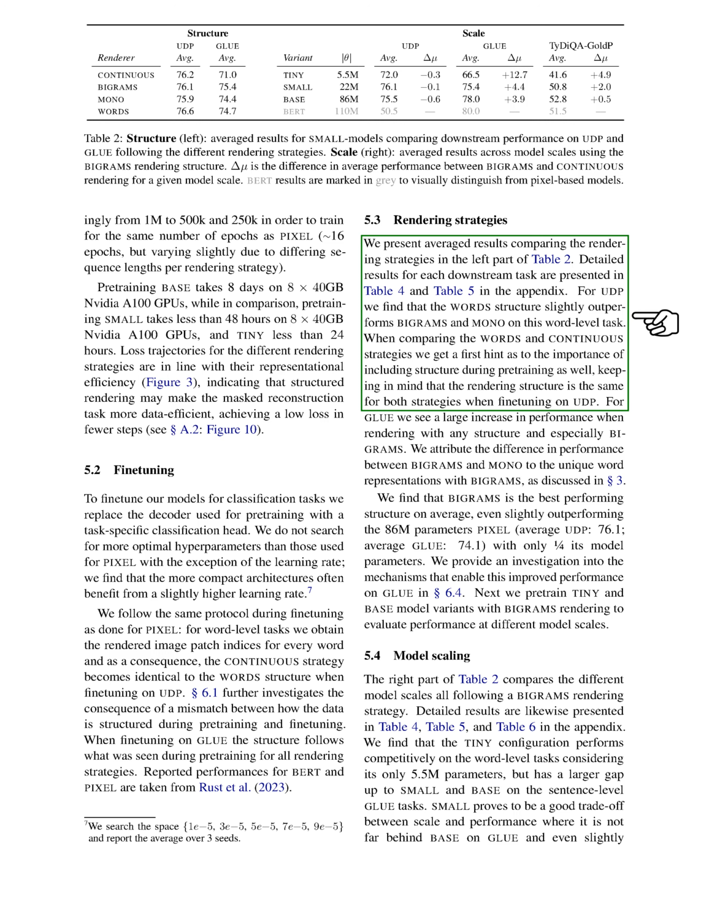We find that the word structure slightly outperforms bigrams and mono on this word-level task. For GLUE, we see a large increase in performance when rendering with any structure and especially bigrams. We find that bigrams is the best performing structure on average, even slightly outperforming the 86M parameter Pixel, average UDP 76.1, average GLUE 74.1, with only 1/4 of its model parameters. Next, we pre-train tiny and base model variants with bigrams rendering to evaluate performance at different model scales.